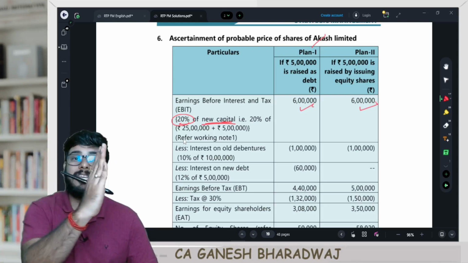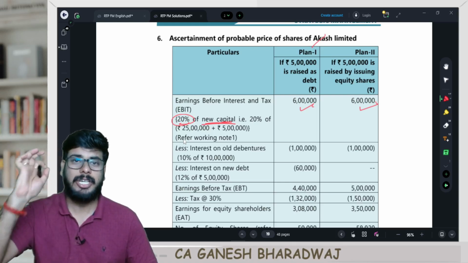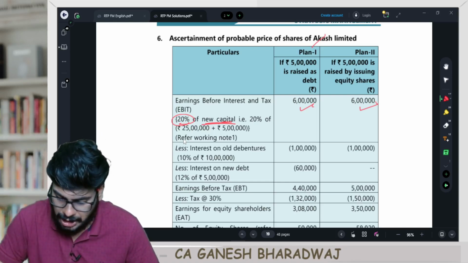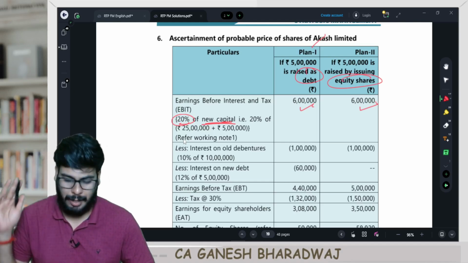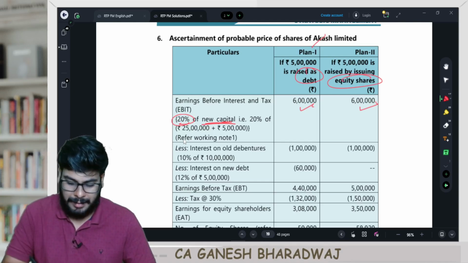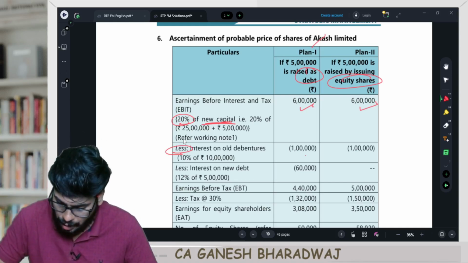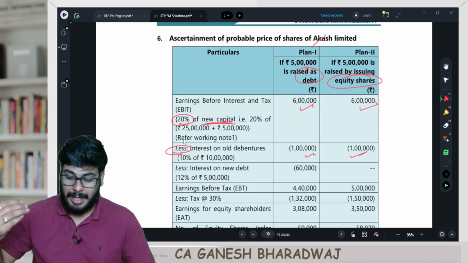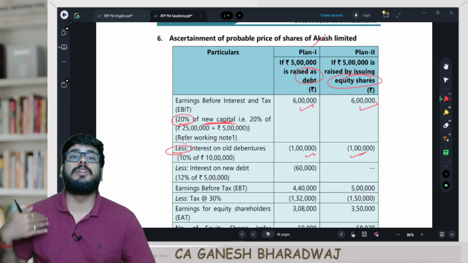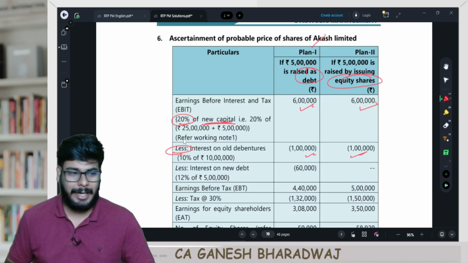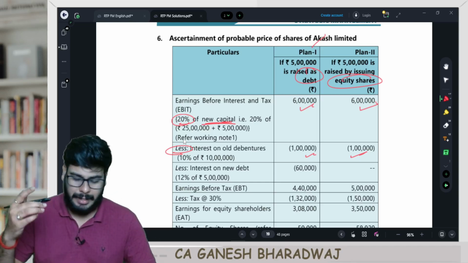This is why I said your EBIT will not be different based on your capital structure. EBIT is nothing but your operating profit, right? So plan 1 is what? Entire amount raised from debt. Plan 2 is what? Entire amount from the equity component, right? Now from this, less interest on old debentures. How much is that? 10 lakh into 10%, 1 lakh, and 1 lakh, right? Now in plan 1 alone, what happens? You will be raising the entire amount from the debt mode, and for this 5 lakh rupees extra, how much is going to be the interest? It's given in the question as 12%.